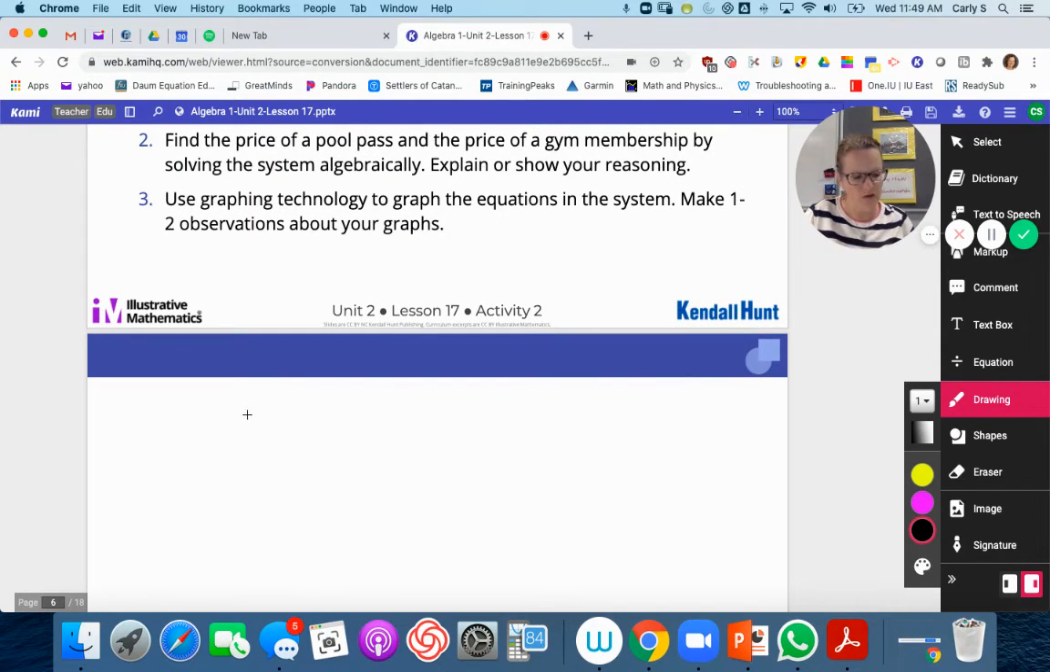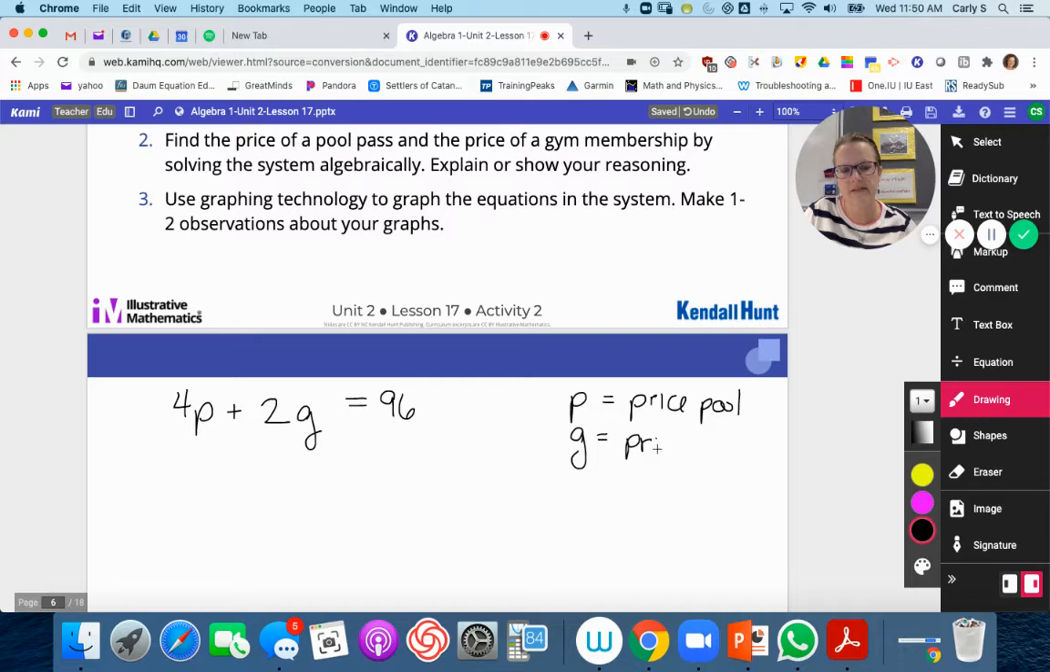All right, so we know that we have pool passes, first day, $96. So that equals $96 for 4 pool passes and 2 gym memberships, where I have to say P equals the price for a pool pass, and G equals the price or the cost for the gym membership.